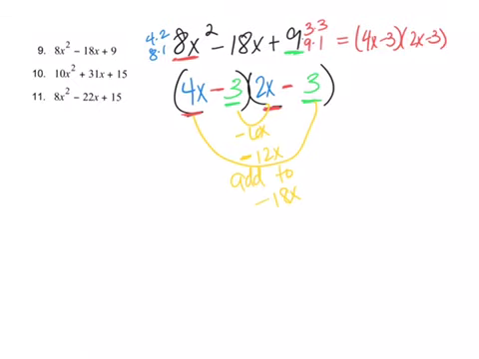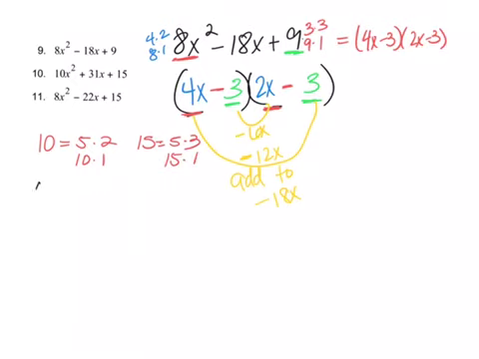Again, I have a coefficient on the x squared, so I'm looking at the guess and check method. 10x squared, 31x, 15. They don't have a common factor between all three of them. So we're going to guess and check here. 10 is 5 times 2 or 10 times 1. And 15 is 5 times 3 or 15 times 1.